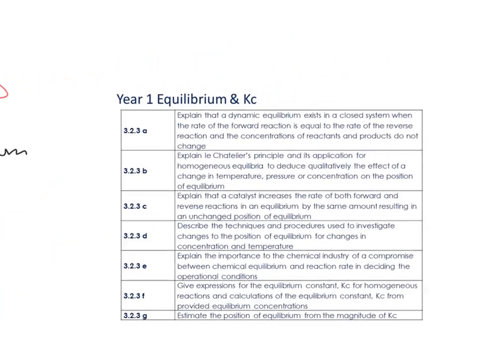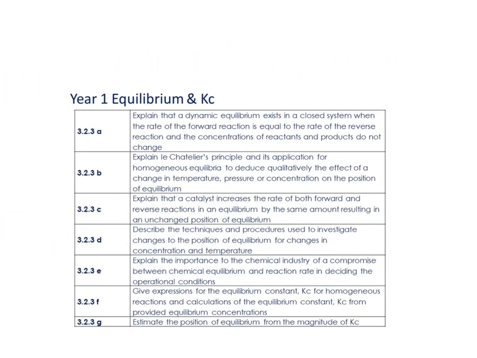So that takes us through explaining that a dynamic equilibrium exists in a closed system when the rate of forward reaction is equal to the rate of reverse reaction, and the concentrations of reactants and products do not change.